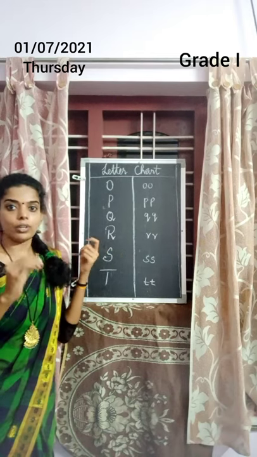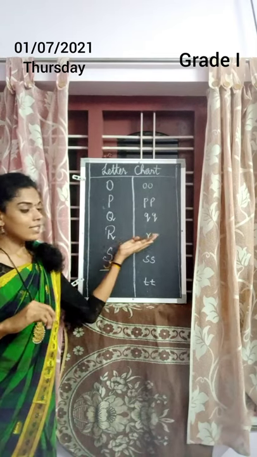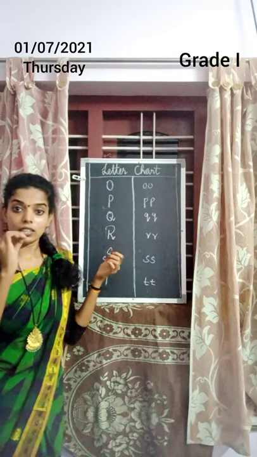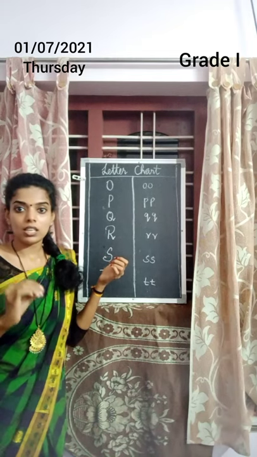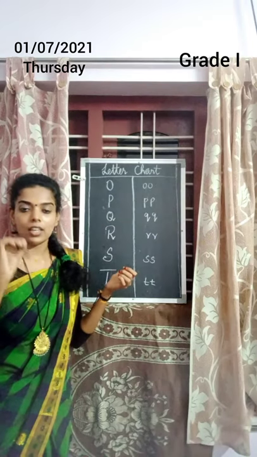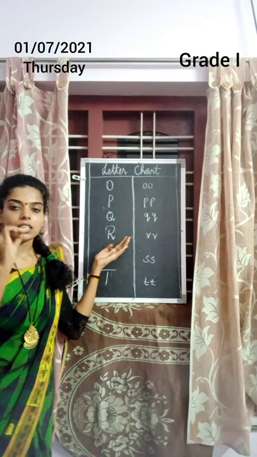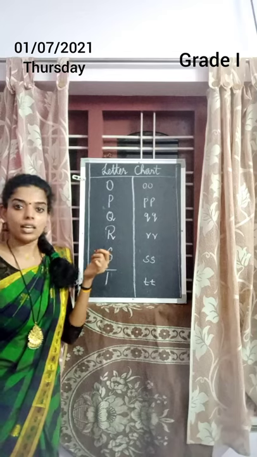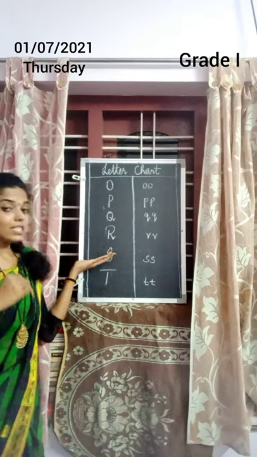It's the ra sound. What's the example? Rat, rabbit, rhino, rain. So the examples are rat, rabbit, rhino, rain.